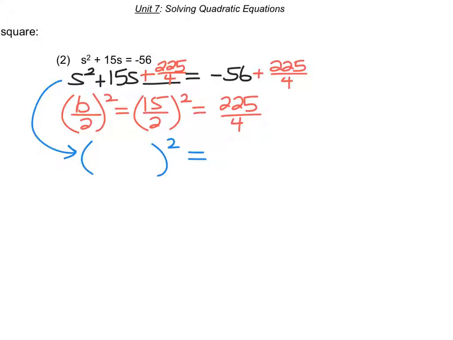All right. Okay. So what are the factors of s squared plus 15s plus 225 over 4? S plus 5. No. 15. 15 over 4.